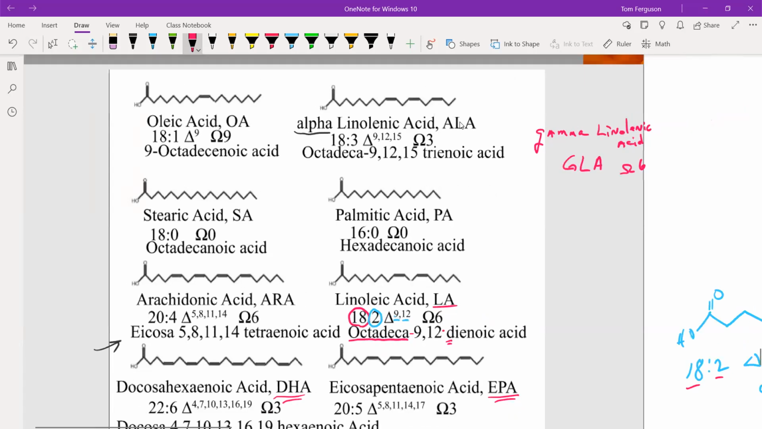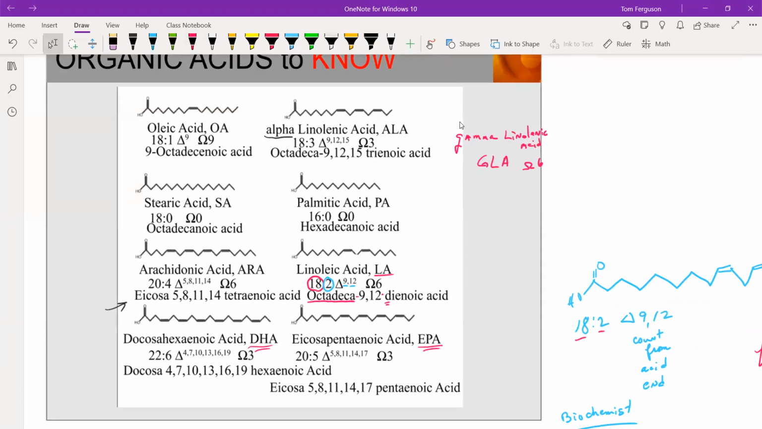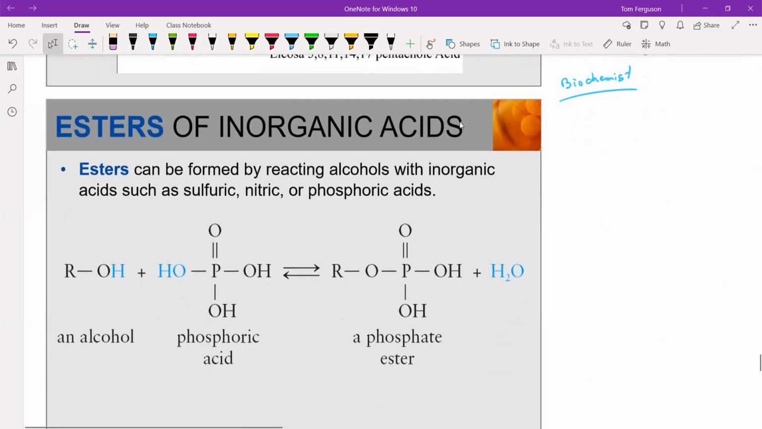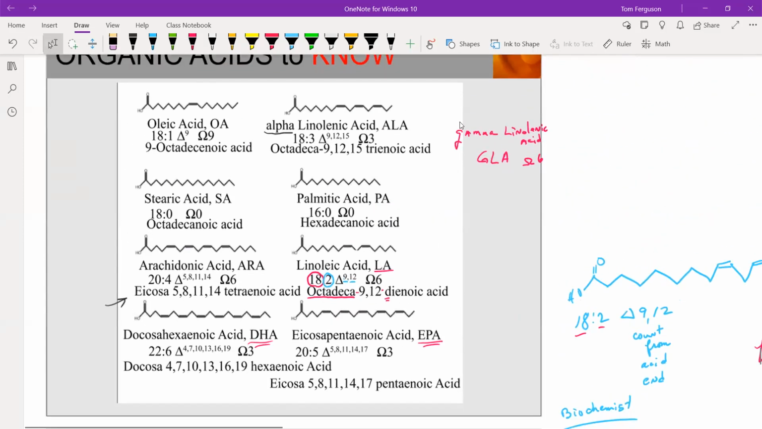Okay, so anyway, these are the fats you need to know. Okay, and there is a, let me just double check really fast.